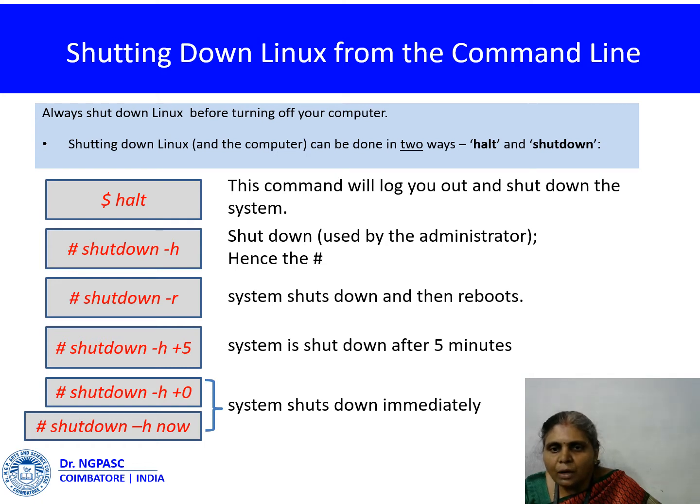While using the shutdown command, the attributes may be -h, -r, -h plus some numerical value, -h plus 0, -h now. In this, actually the -h plus 0 and -h now attributes are similar. The meaning of this particular command is that you are trying to shut down immediately. That's why the time duration is 0. Instead of 0, if you have plus some integer value, then the system will shut down after this time period. When you have the attribute -r, the system will shut down.